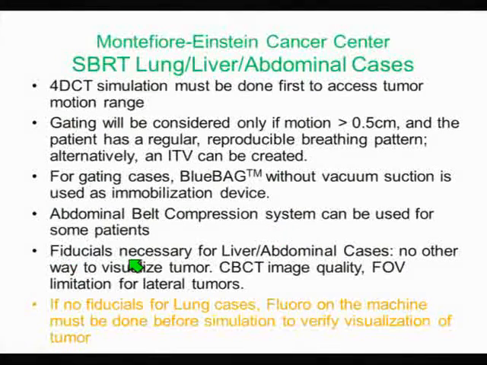So fiducials are necessary for liver and abdominal cases because there's no other way to visualize the tumor, at least for the Trilogy. Because lots of times, the patient has lots of different surgical clips and lots of artifacts, and the CT image is not necessarily good quality, and lots of times those tumors are very lateral. So you have a field of view problem on the machine to really visualize the anatomy. So if you don't have fiducials for lung cases, fluoro on the machine must be done before simulation to verify visualization of the tumor. So I'll go through that a little bit.